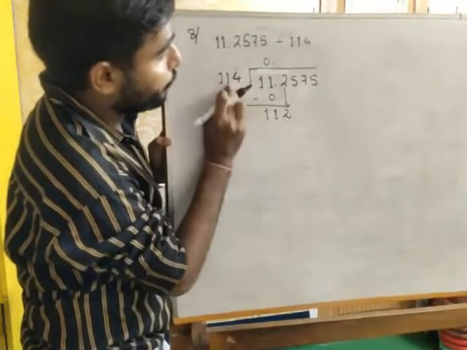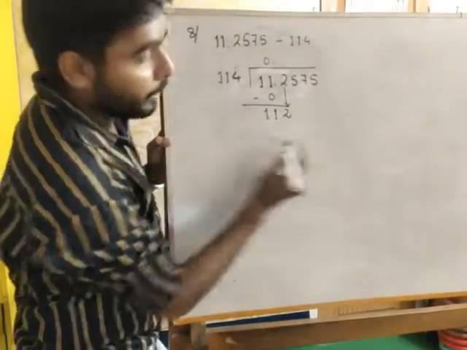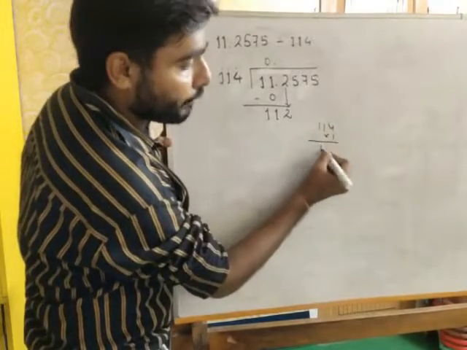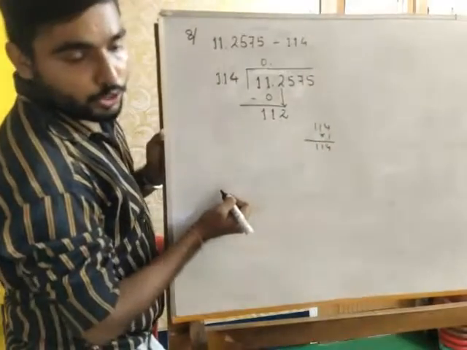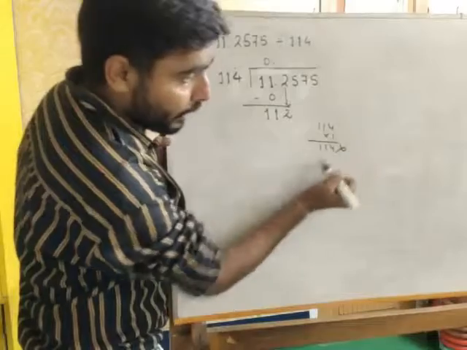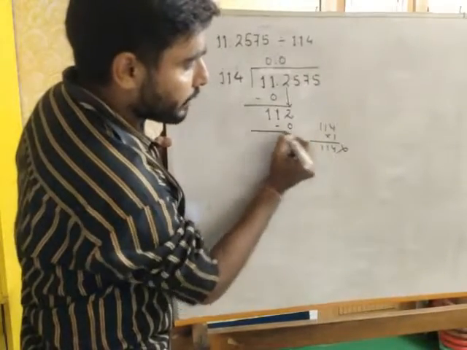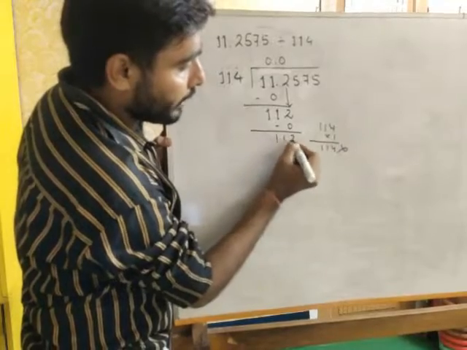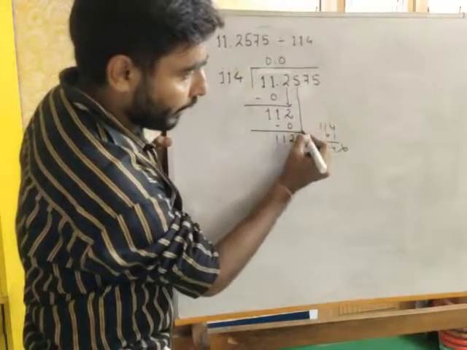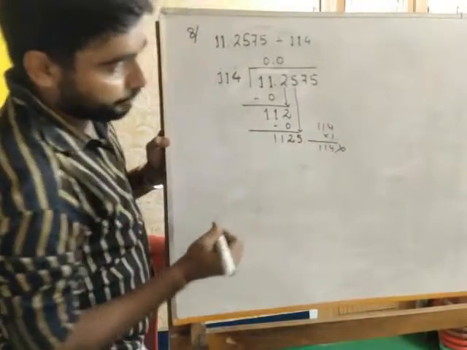Now 112 will not appear in the table of 114, because 114 into 1 will give you 114. So again, I cannot take one time also. So how many times? 0 times, and after subtraction you will get remainder as 112. What is the next number there? 1125. So it will go how many times?